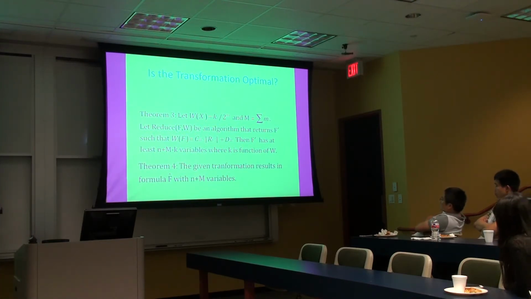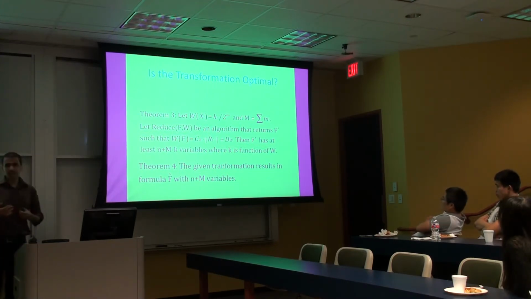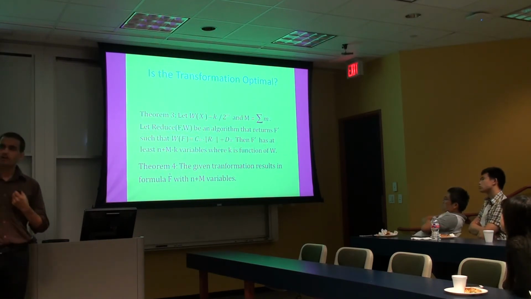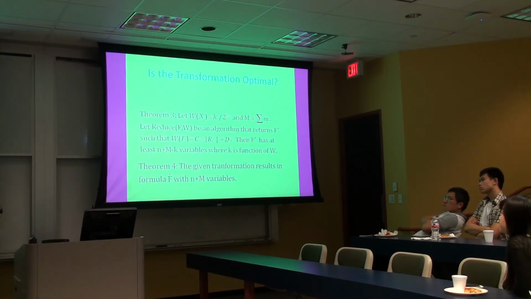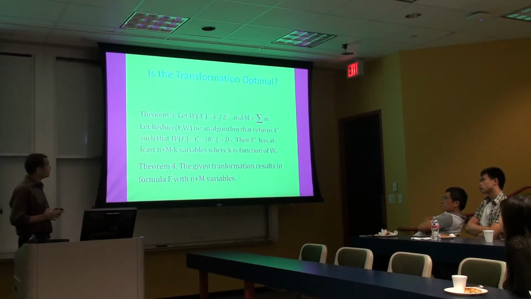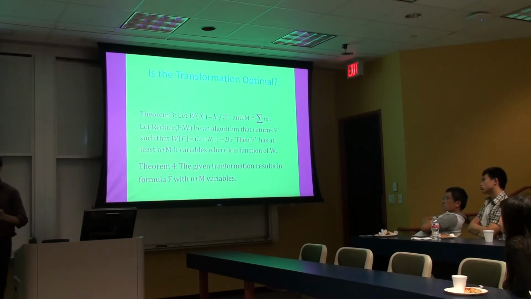In this case, our transformation results in the formula f hat with n plus m variables. So we are off by a small additive factor of k. So that's for the theory.